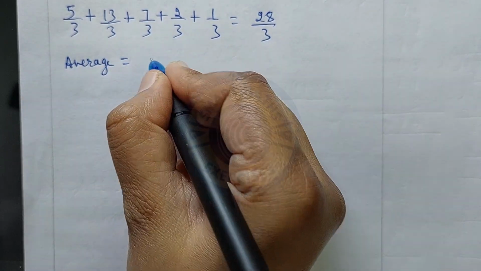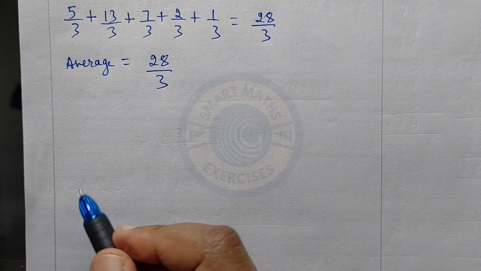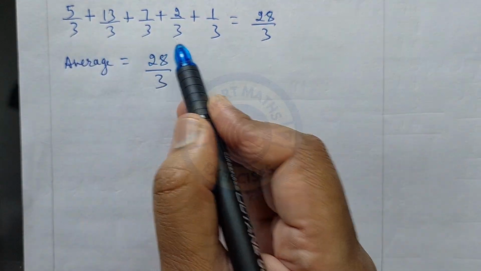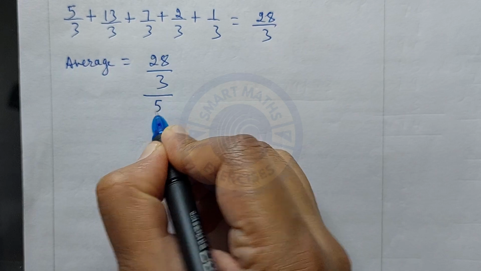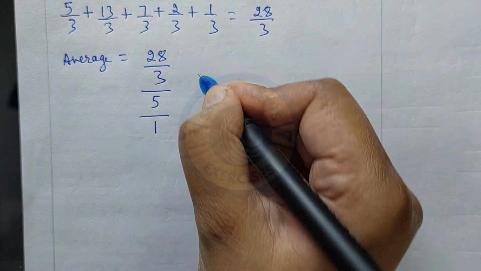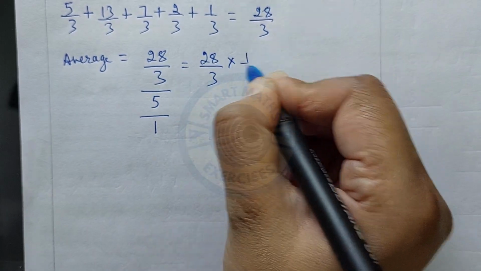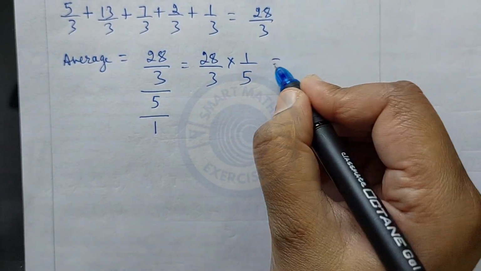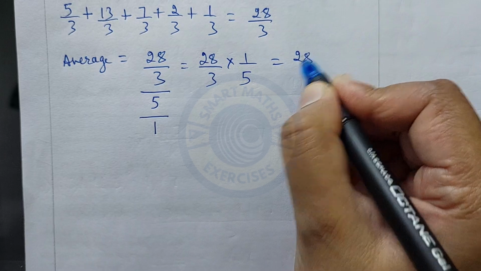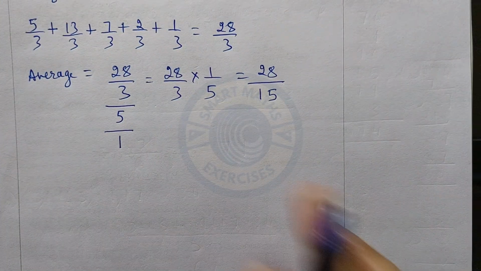Average equals 28 by 3. Total number of quantities: 1, 2, 3, 4, 5. Five. Nothing in the denominator, so we put 1. When this goes up, it becomes reciprocal. 28 by 3 into 1 by 5. Multiply this. 28 1s are 28. 3 5s are 15. This is an improper fraction.